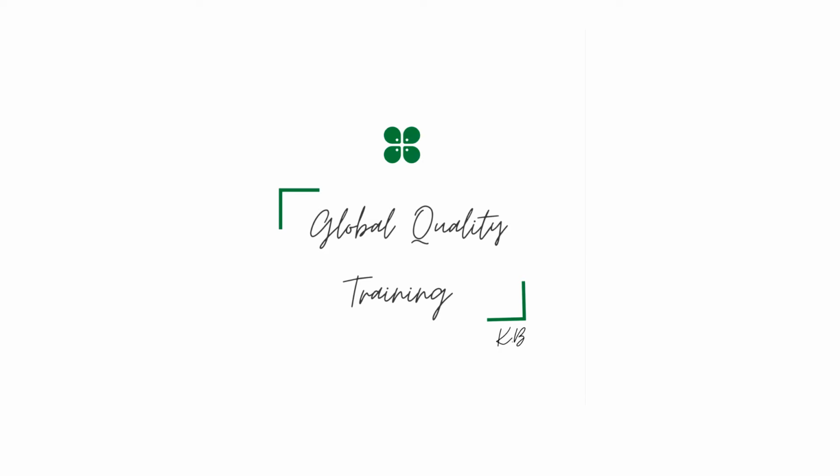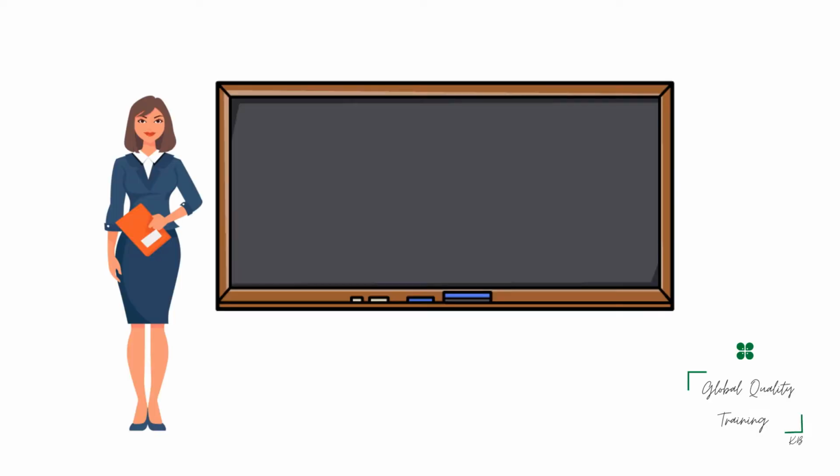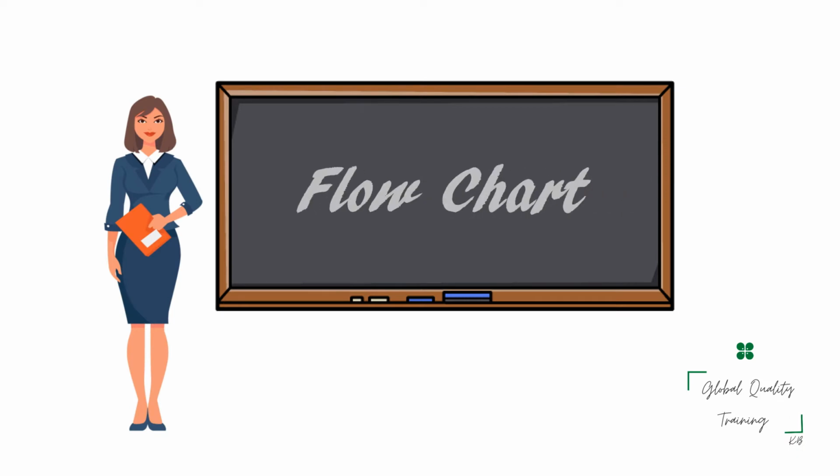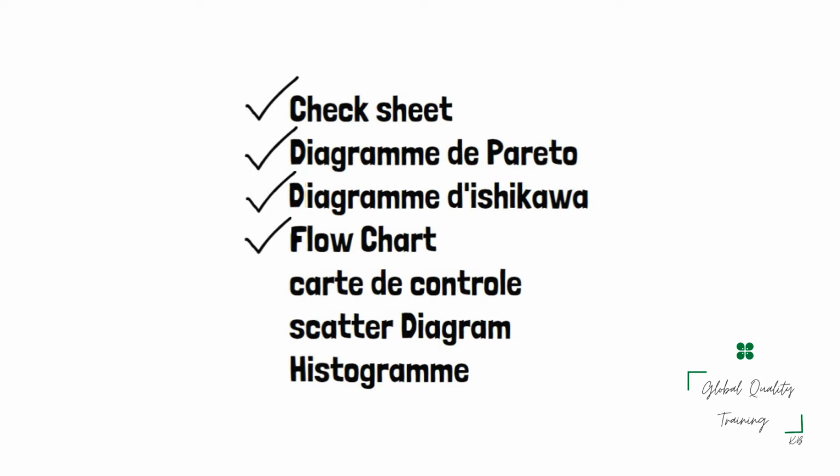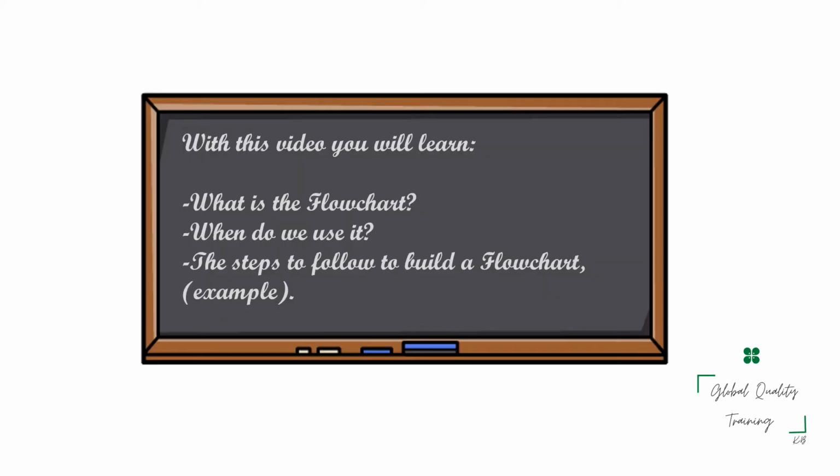We are meeting again for a new video on a new quality control tool, the flowchart. We have already seen in the previous videos the quality tools checksheet, Pareto diagram, and Ishikawa diagram. For those who haven't yet seen these videos, you will find them in the description box. With this video, you will learn what a flowchart is, when we use it, the steps to follow to build a flowchart, and finally a flowchart example to clarify the idea.